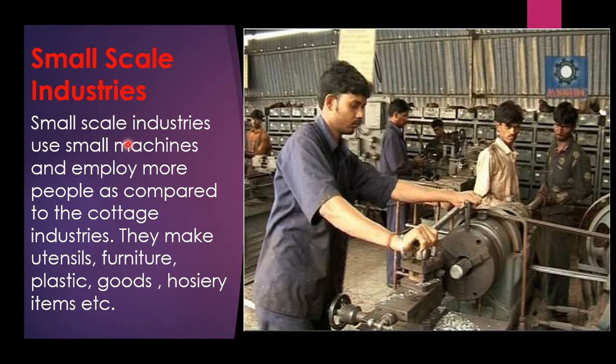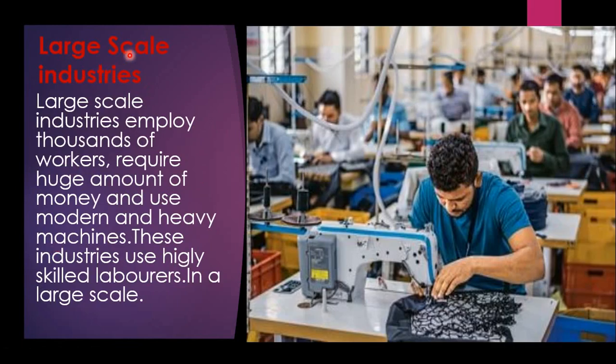In the cottage industry, the work can be done in the house itself. In the small scale industries, small items are made outside with a few laborers, but more than in the cottage industries. So they make utensils, furniture, plastic goods, hosiery and items out of these small industries. The large scale industries employ thousands of workers, require a huge amount of money and use modern and heavy machines. These industries use highly skilled laborers on a large scale.